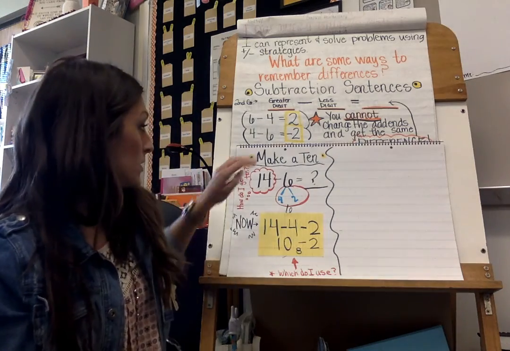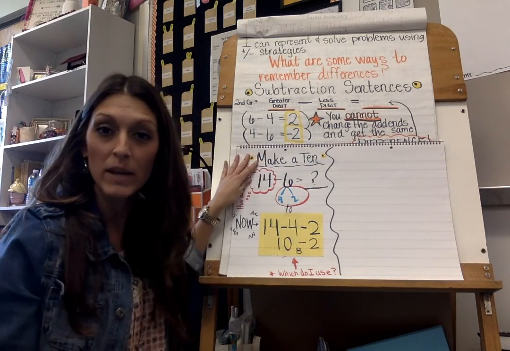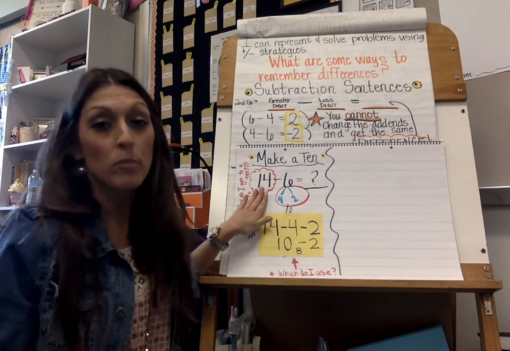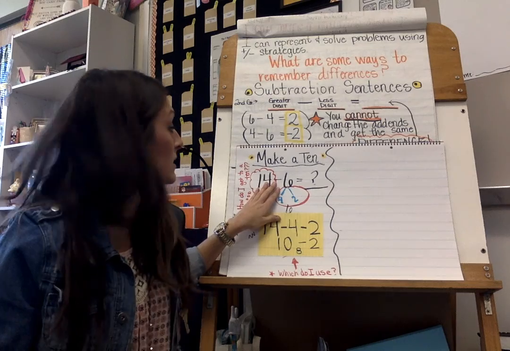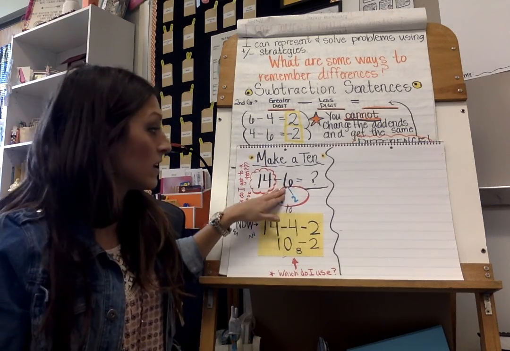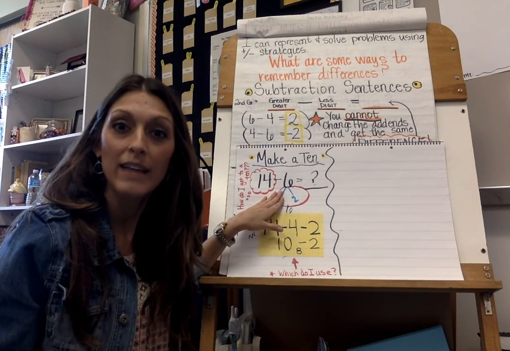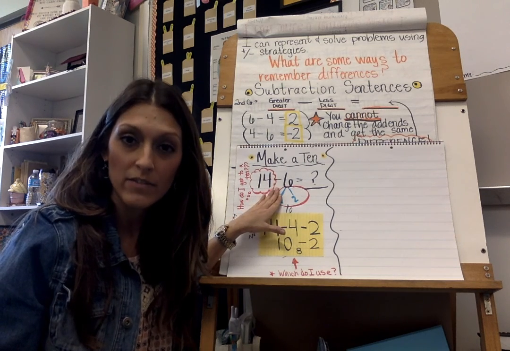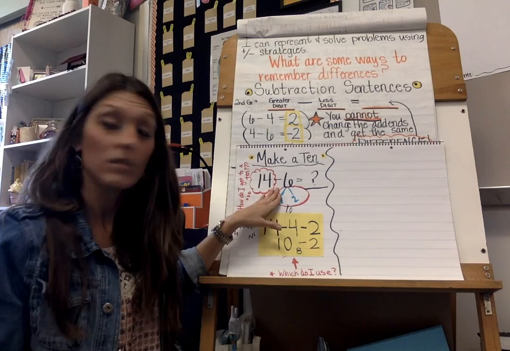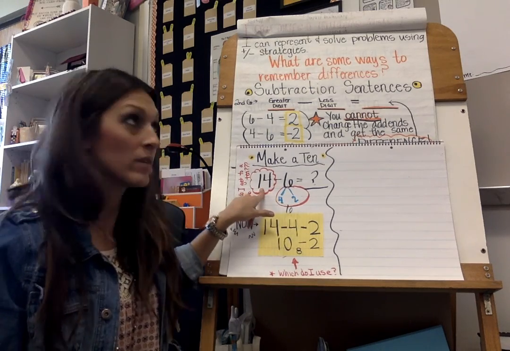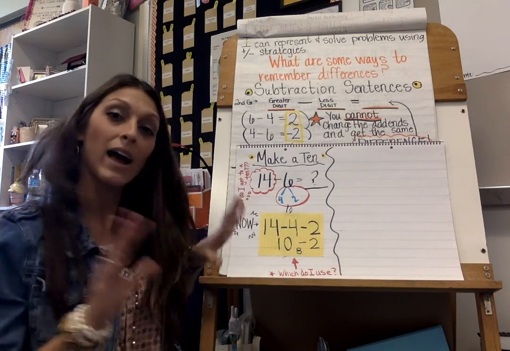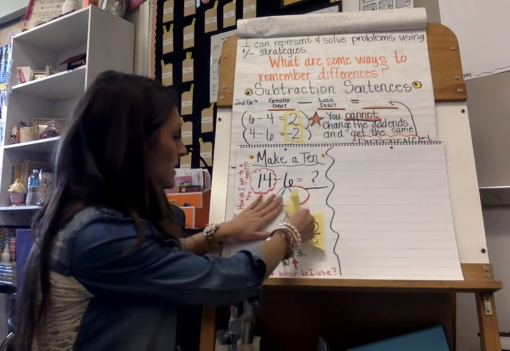So this was the making 10 strategy, and here's basically what we talked about and what I tried to teach them. When you have a problem like 14 minus 6 equals something, you have to think about that 6, that single digit number, and what fact families you can use to break it apart and subtract from this 2-digit number to get to a 10. I know, it's a lot. So basically, here's what we did.